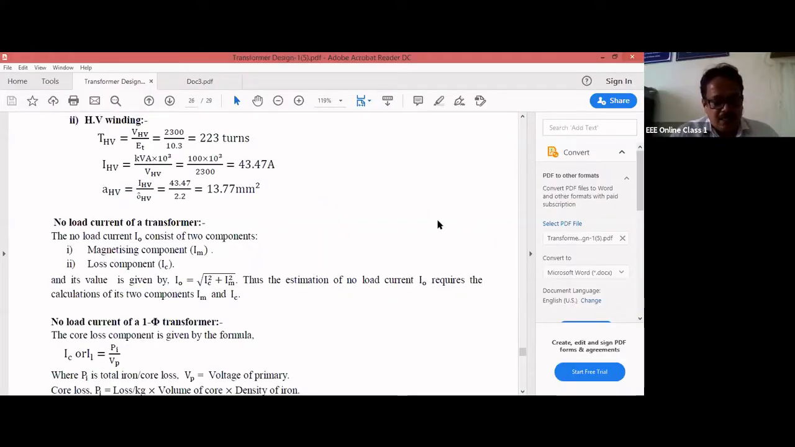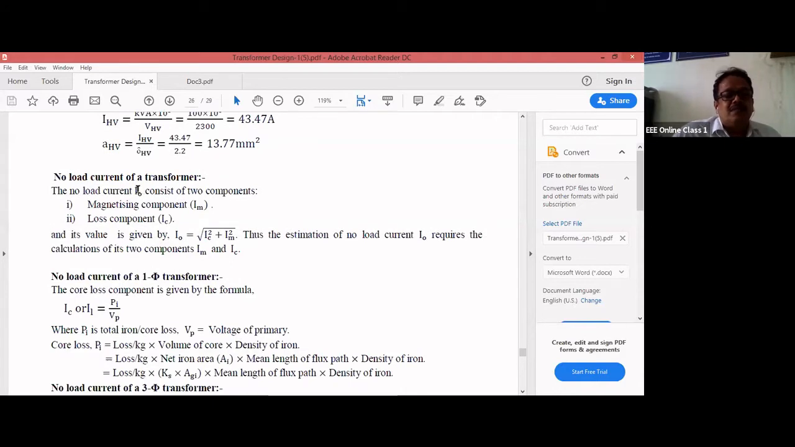Regarding no load current. The no load current of a transformer, normally the abbreviation for no load current is I naught. It consists of two components. One is called the magnetizing component, another is called the loss component.